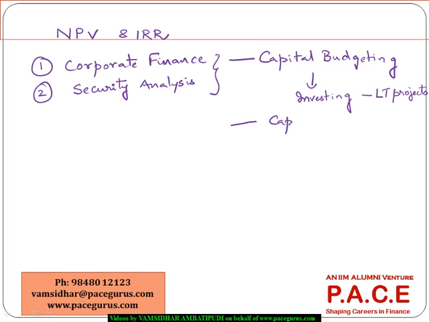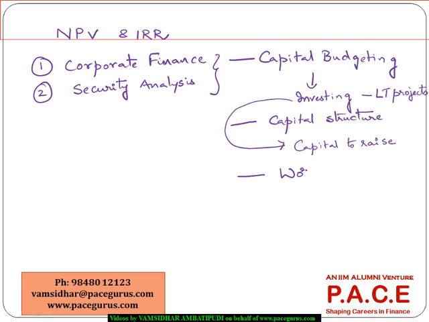Then we look at capital structure. Even there I look at the NPV and IRR, wherein I am looking at how much capital to raise to meet these investment requirements, and in what form. Should it be raised in the form of debt? Should it be raised in the form of equity? If it is raised as debt, what is the cost? If it is raised as equity, what is the cost associated? So that's one decision that requires evaluation from this dimension.